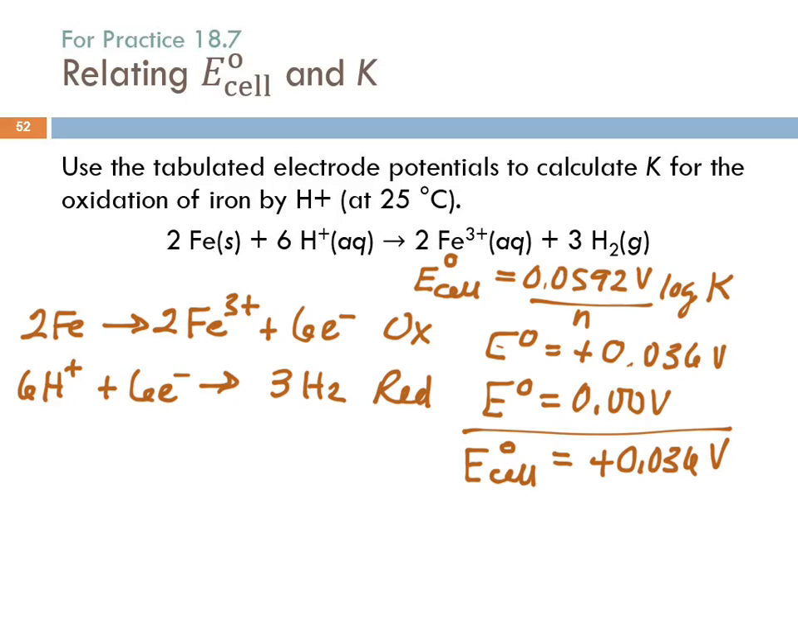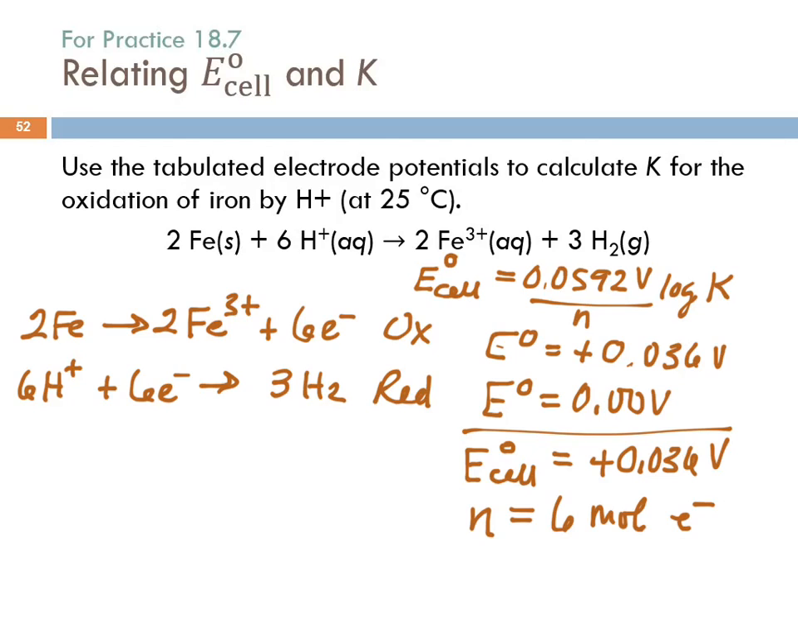What is n? What does n represent? The moles of electrons. How many moles of electrons do we have? 6. So n equals 6 moles of electrons. This is for the reaction as written. So now we have to solve this for K.